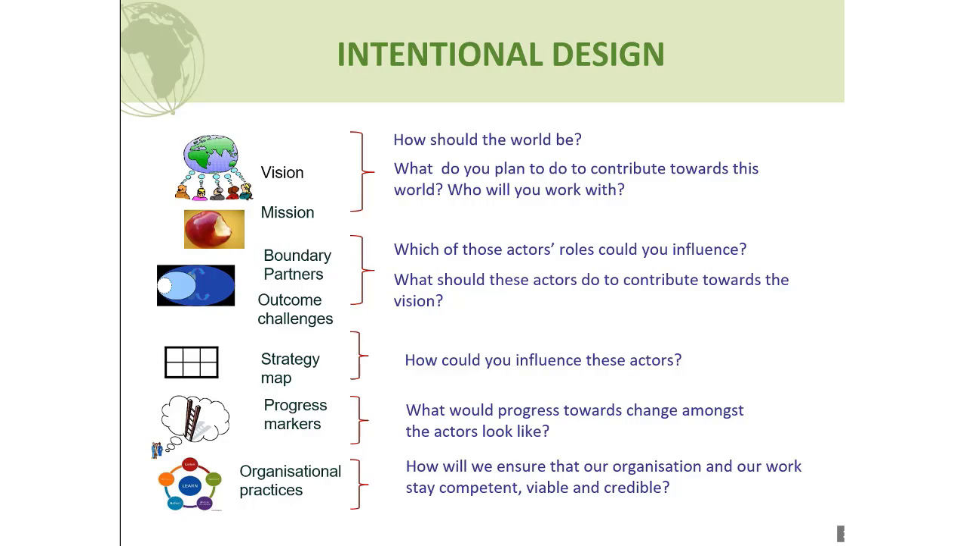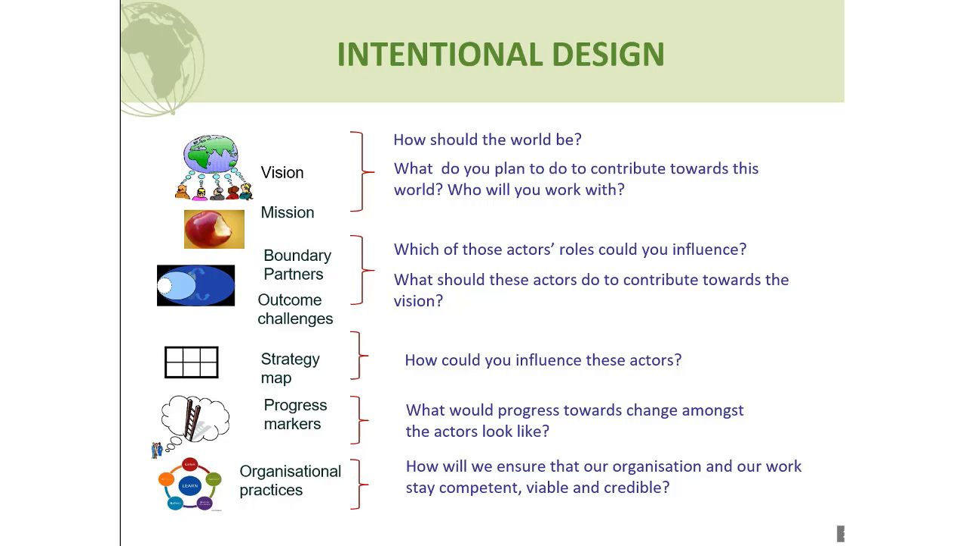And the fourth step is developing an outcome challenge statement for each boundary partner that has been identified. It describes how the behavior, relationships, and activities or actions of the individual, group, or institution will change if the program is extremely successful. And then this will lead to step 5, which is a strategy map, guided by the question: how could you influence these actors?